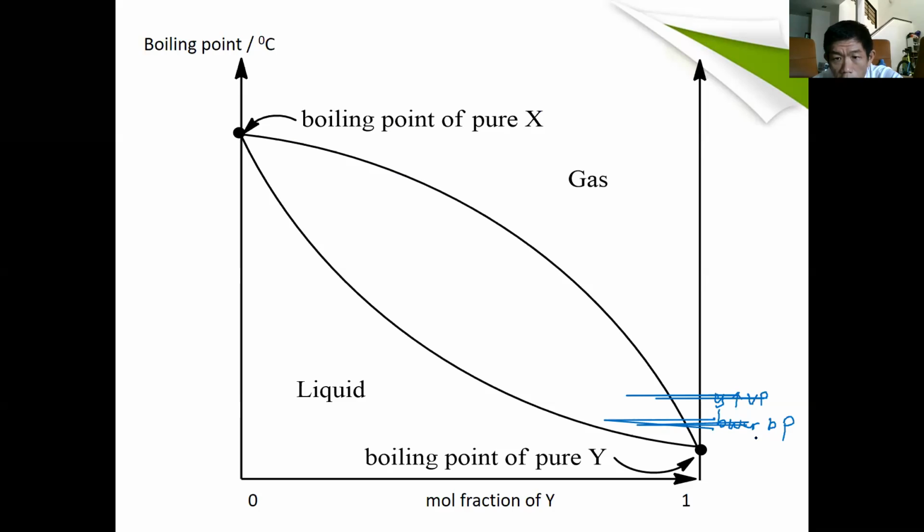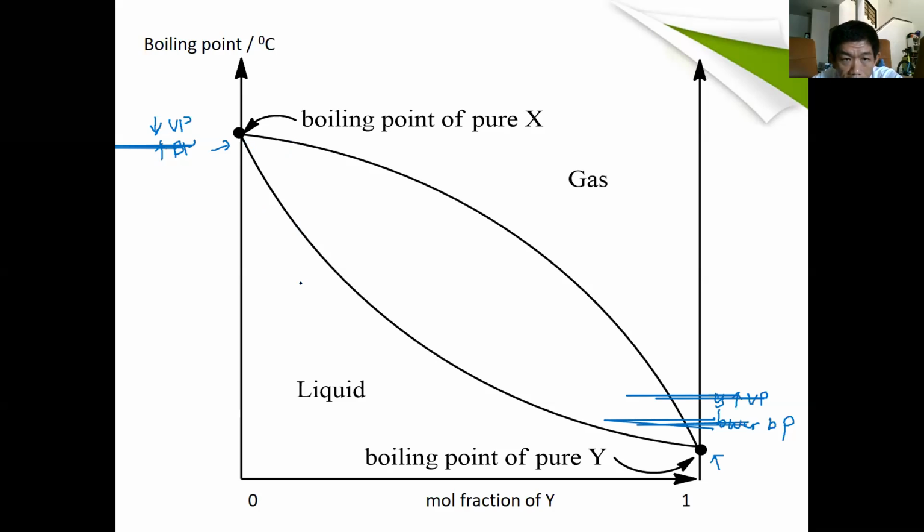Okay, you have a lower boiling point. Higher vapor pressure, lower boiling point. So that is why you see here the boiling point of pure Y is much lower compared to pure X, because X has a lower vapor pressure. So when you have a lower vapor pressure, you have a higher boiling point. So this is the boiling point of Y, and this is the boiling point for X.